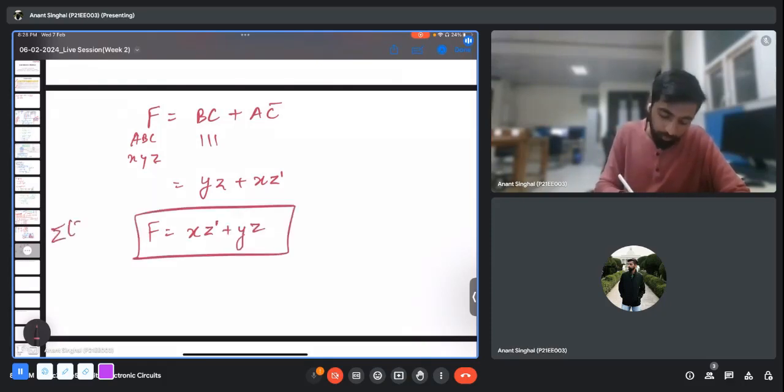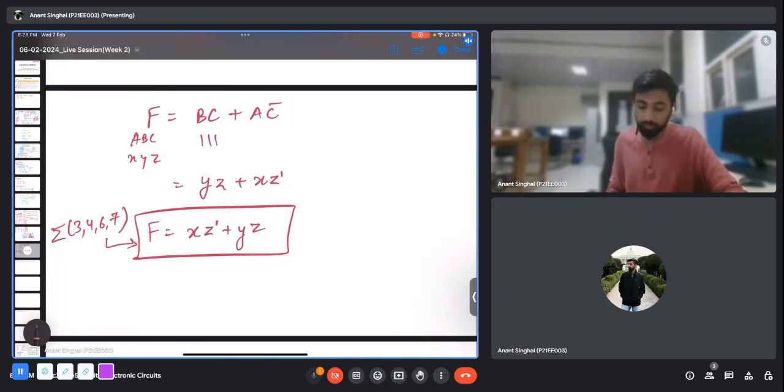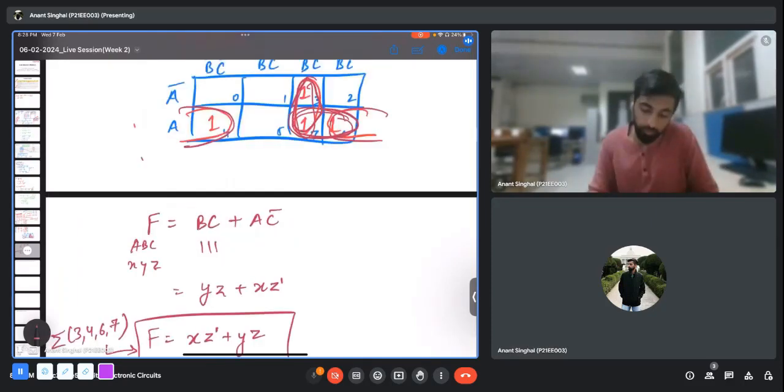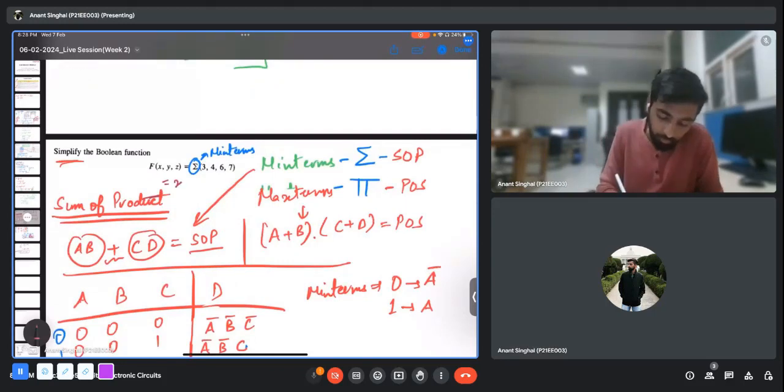So basically we can write 3, 4, 6, 7 as equivalent to this term, which is X Z complement plus YZ. So I hope this question is clear. We have minimized this to X Z complement plus YZ, which is the final answer.